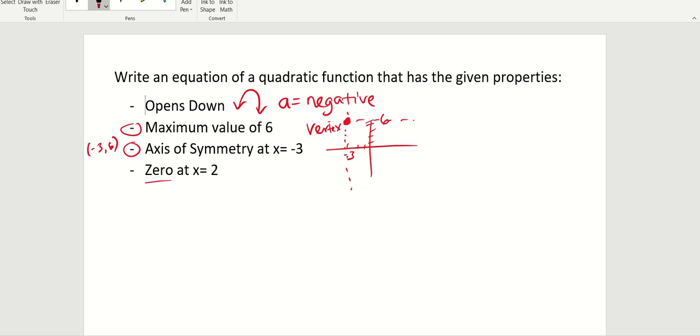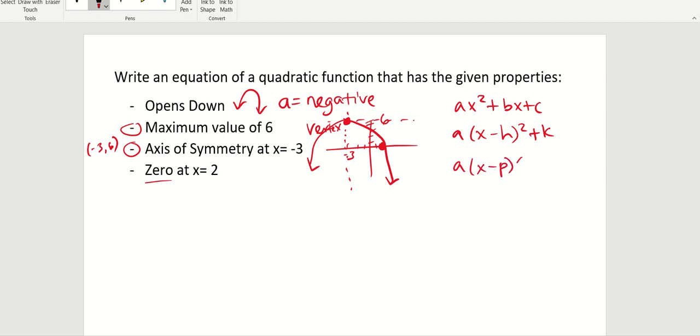And then we have the 0 at 2. So 1, 2. This is your 0, and it touches through there. So our parabola will look something like this. To write an equation of this parabola, we have to decide what equation to use: ax squared plus bx plus c, a(x minus h) squared plus k, or a(x minus p)(x minus q).